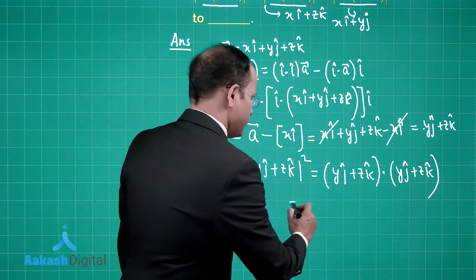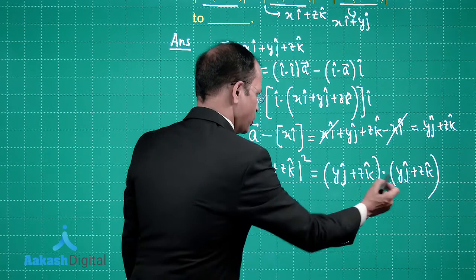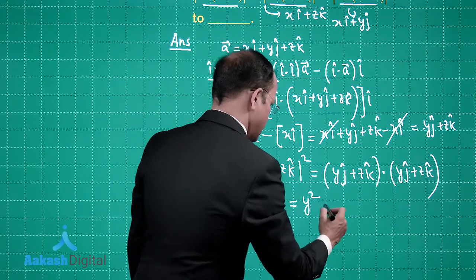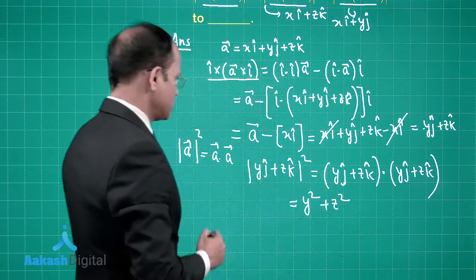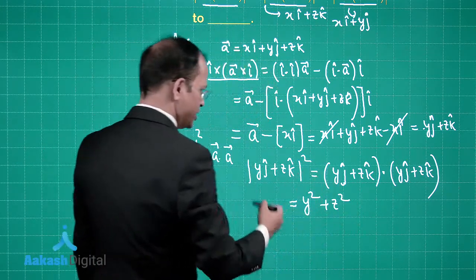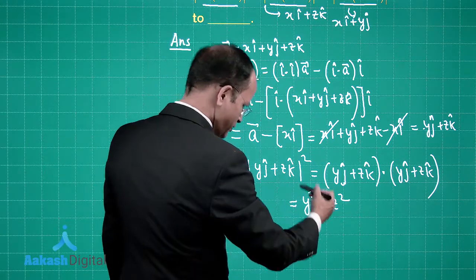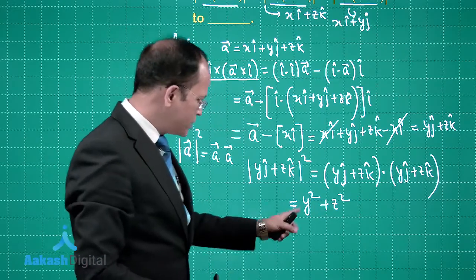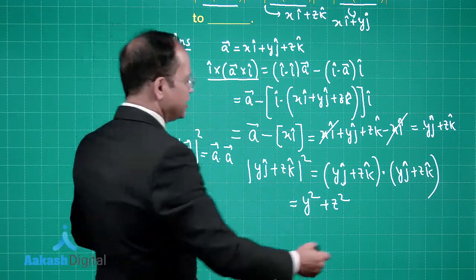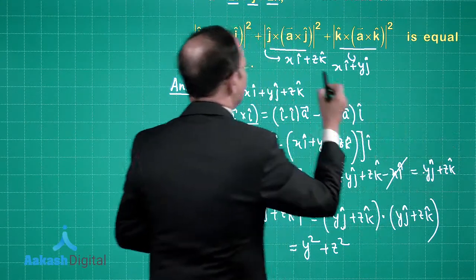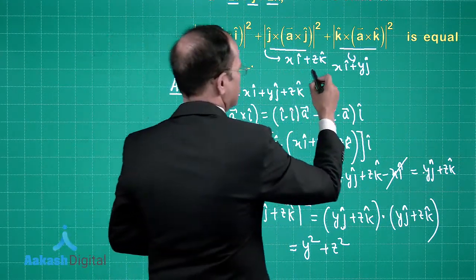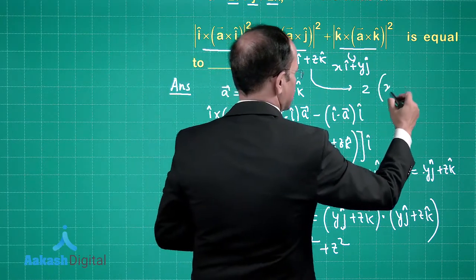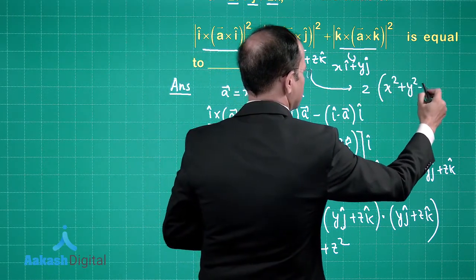So y dot y comes out to be y square, and z dot z is z square. Got it? Similarly, you can see here, because we need to square it up, we have just taken the dot product and we have the square term, y square plus z square. Similarly, if you check here, the same thing. So finally we'll be getting something like this: twice of, when you substitute this value, x square plus y square plus z square, right?